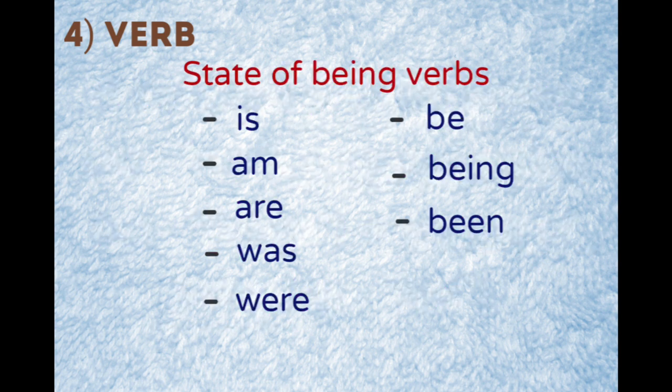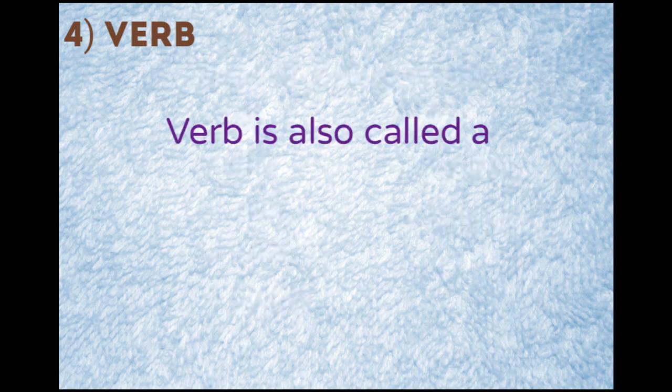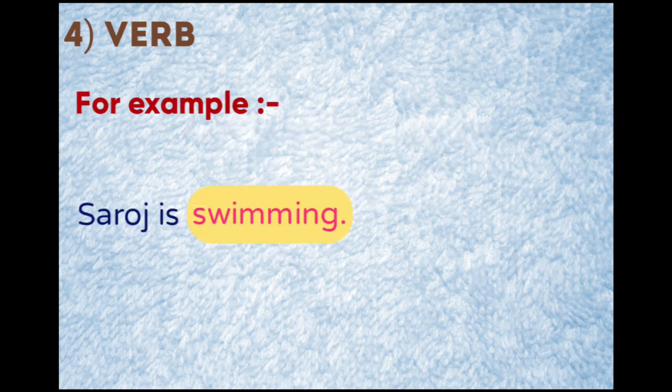Okay? I have stated here a few state of being verbs. State of being verbs are is, am, are, was, were, be, being, been. Okay. In short, the state of being verb describes the subject's state of being at that moment. Verb is also called a doing word. For example, Saroj is swimming. Here, which action is being performed? Swimming, right? So, swimming is a verb. It is a physical action being performed.